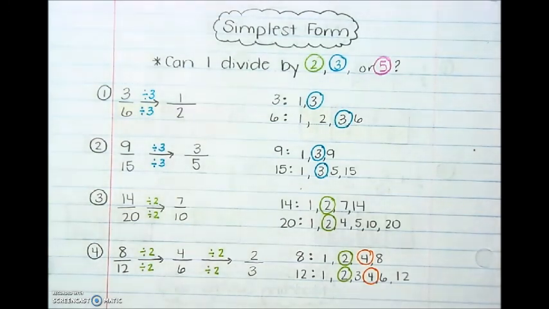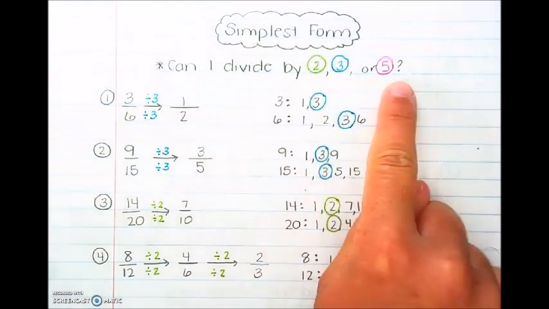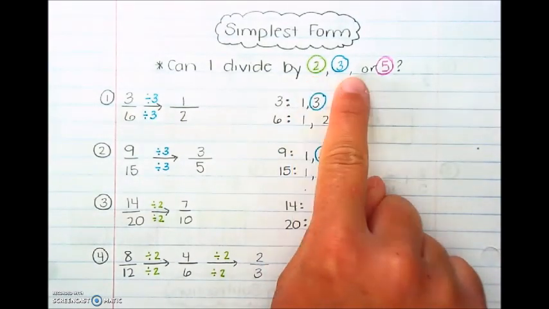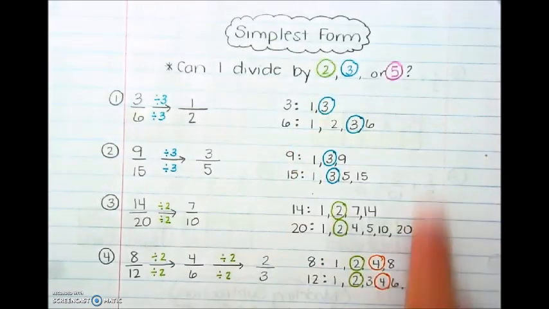So that's a little refresher on some simplest form examples. Be on the lookout for if your question is asking for you to put your final answer in simplest form, and try that check of can I divide by 2, 3, or 5, or use that factor strategy to help you solve.